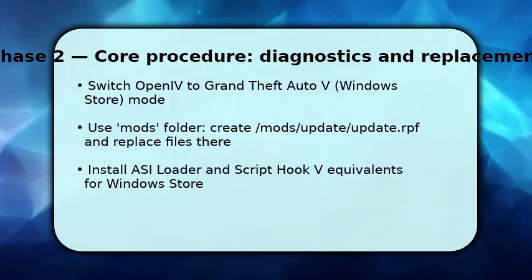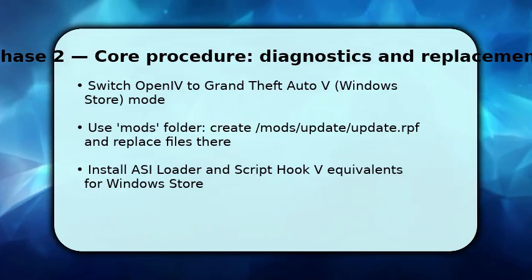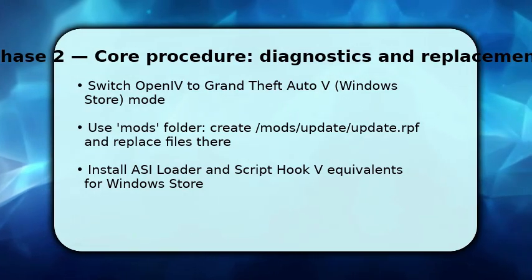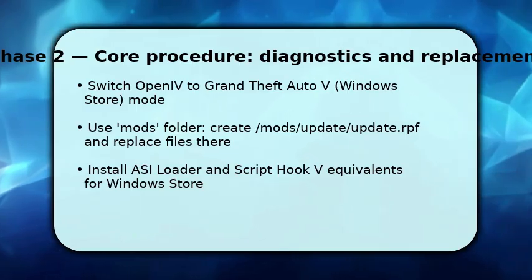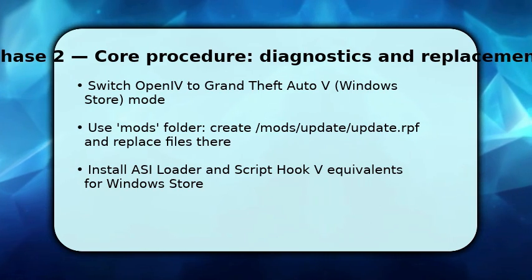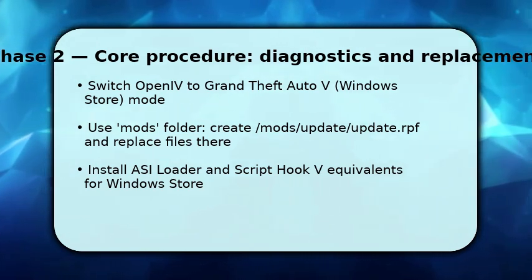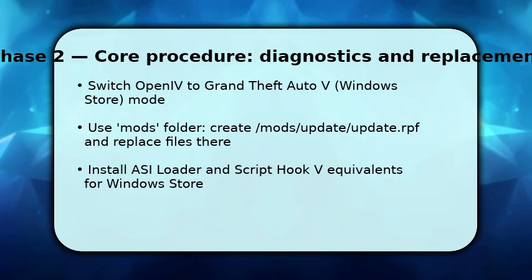Then install ASI loader and script hook equivalents compatible with the Windows Store build using OpenRoman4 package installer, so scripts load without touching base files. Make sure mod files match game version numbers, since mismatches cause crashes. Check ASI and script versions before continuing.